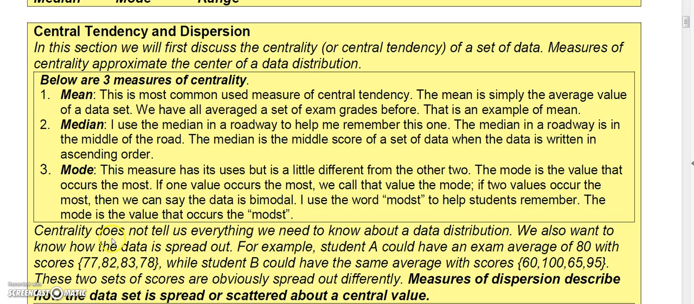Okay, now the reason that centrality is not the only thing we talk about is it doesn't tell us everything we know about our data distribution, because we also need to know how it's spread out. For example, let's consider a student. Let's say that student A has an exam average of 80, and the test scores are 77, 82, 83, and 78. Now you might notice that these test scores are fairly close to the average 80. But student B could still have an average of 80, but that student's test scores could be 60, 100, 65, and 95. Now those test scores are actually far from the mean of 80. So this set of test scores would be spread out farther than the first set of test scores.